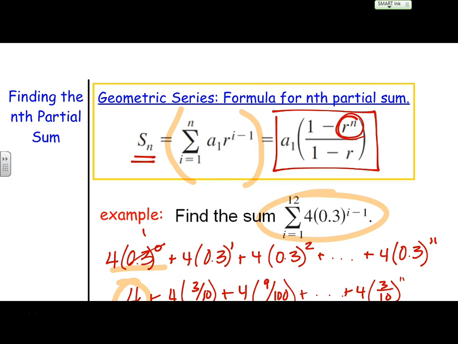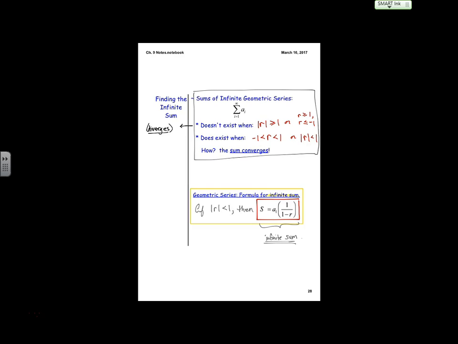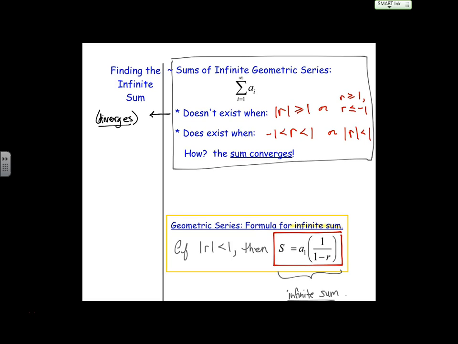This has somehow disappeared. The question is why? There is no ending, but there's still a common ratio, isn't there? There's an r in this formula, right? There's still a common ratio. There's still an r in that formula.